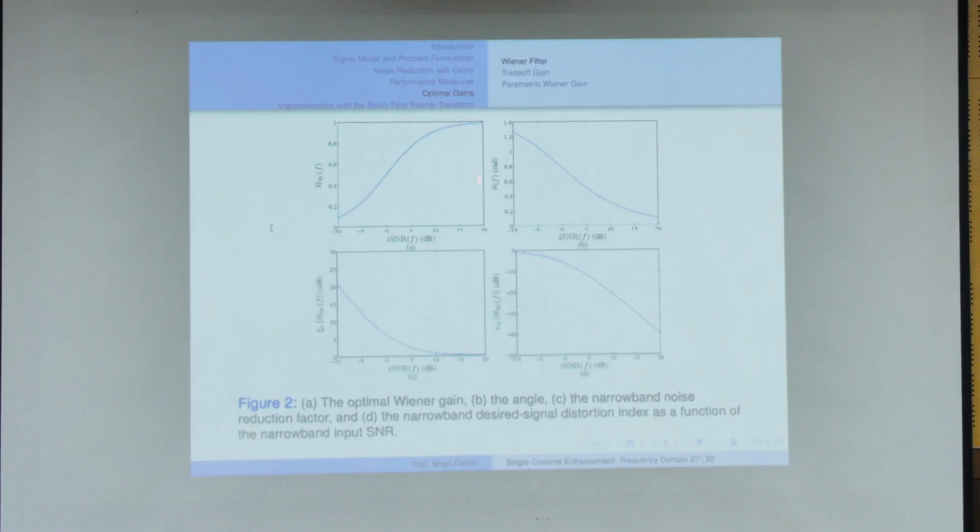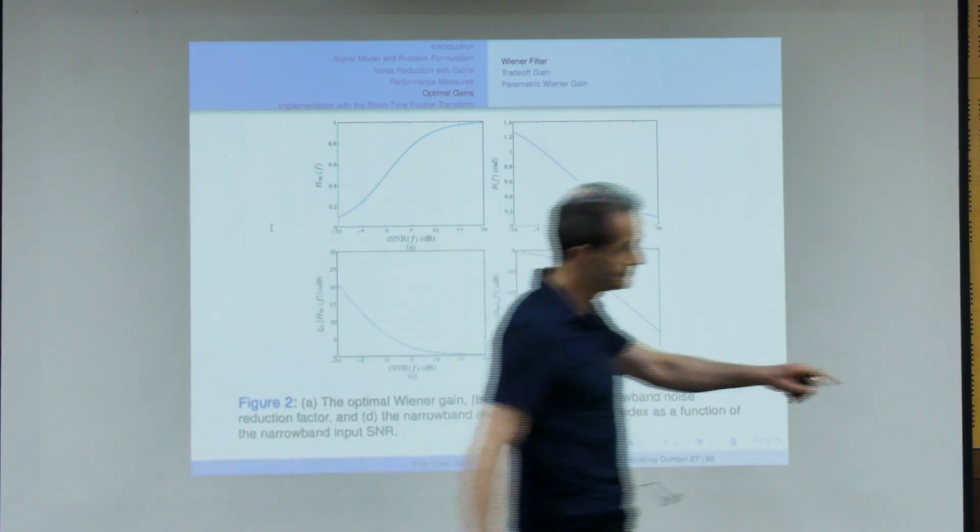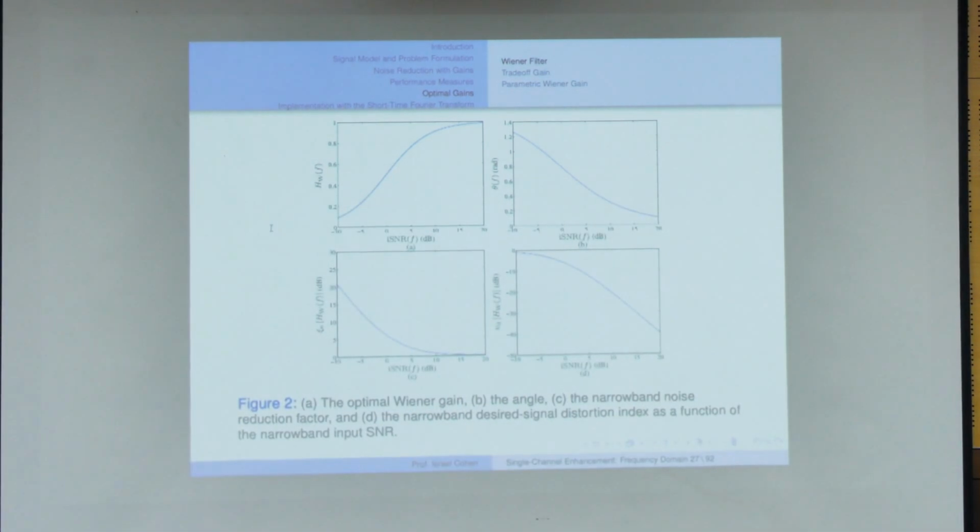We can also plot theta as a function of the input SNR. You see, when the input SNR is high, which means that v is small, theta goes to 0. When the input SNR is low, it goes to 90 degrees, pi over 2. And we can also plot the narrowband noise reduction factor as a function of the input SNR, and the distortion index as a function of the input SNR. You see, when the input SNR increases, using the Wiener gain, the distortion decreases.